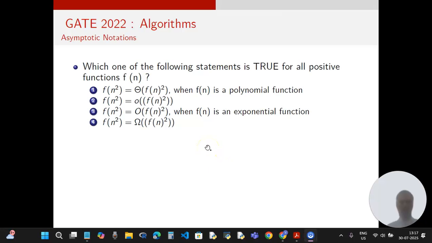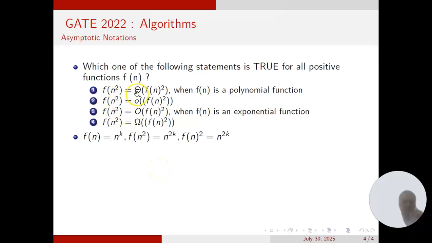Hello. Which of the following statements is true for all positive functions f of n? So let us consider each option. The first option: f of n square is theta of f of n whole square when f of n is a polynomial function. So let us consider f of n as a polynomial function of order k.